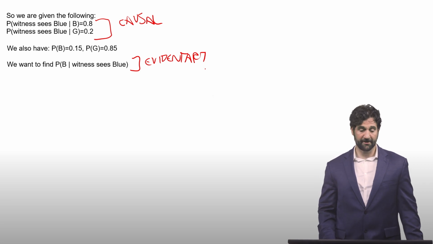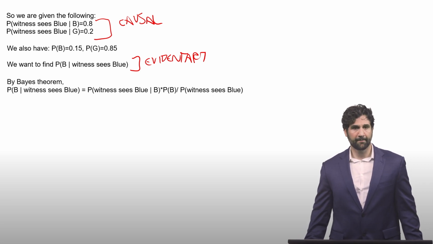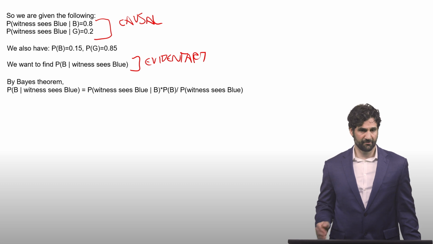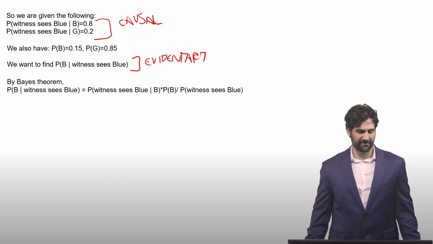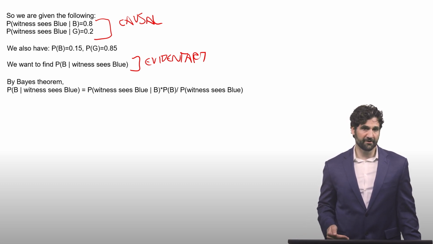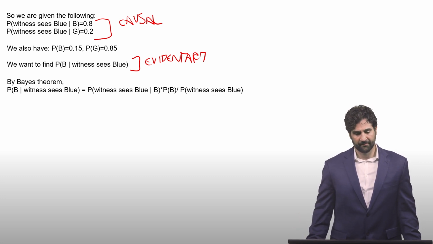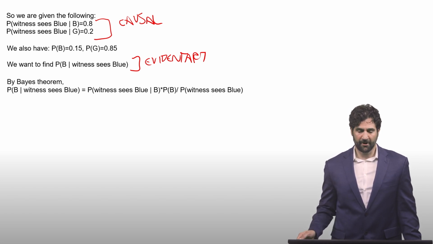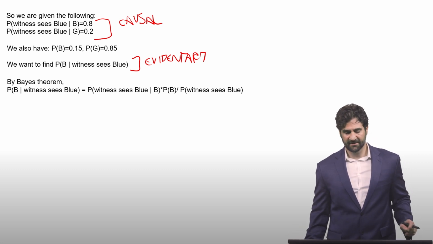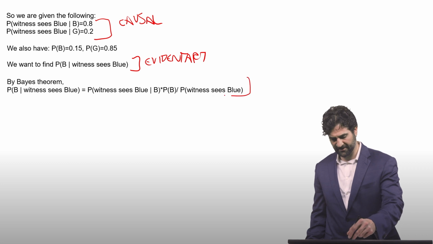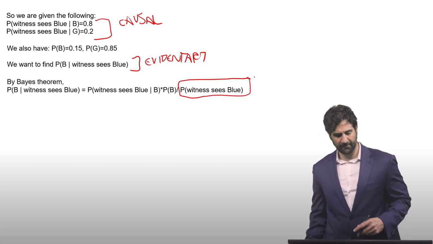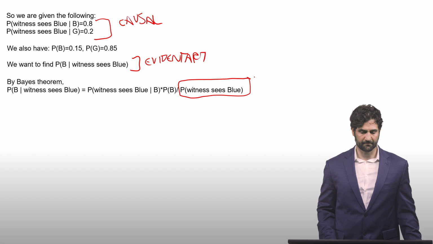All right, so how do we go about doing this? Well, by Bayes' theorem, starting with the evidentiary reasoning, the probability that it's blue given that the witness sees blue is equal to the following. It's equal to the probability the witness sees blue given that it's blue, and we have that, times the prior probability of it being blue, divided by the prior probability that the witness sees blue. Information that we were not given.